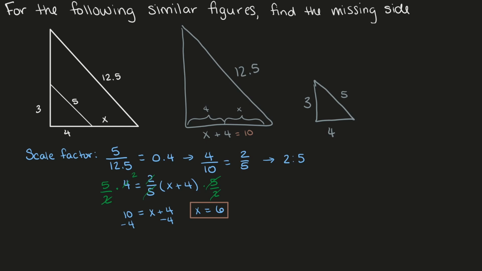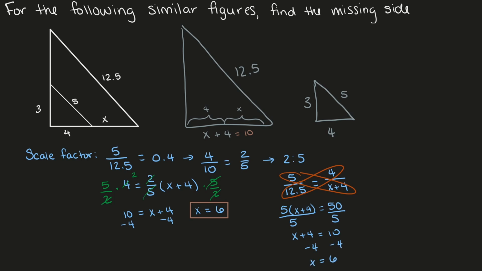Let's do the same thing with our proportions to see if we find the same value. When we set up our proportions, we get 5 over 12.5 is equal to 4 over x plus 4, because we want that entire side. So we'll cross multiply. 5 times x plus 4 is equal to 12.5 times 4, which is 50. Divide both sides by 5, and we get x plus 4 equals 10, which is exactly what we just proved. And then when we subtract 4 from both sides, we get x equals 6, which is exactly what we were looking for.